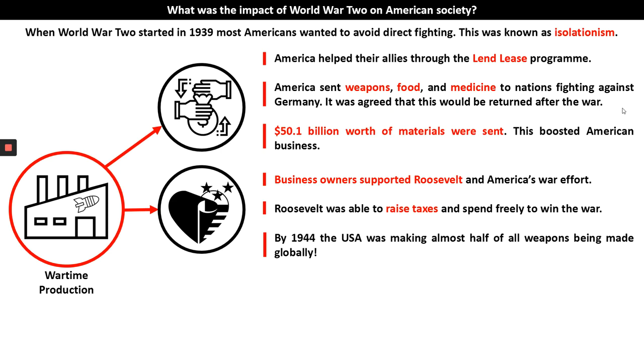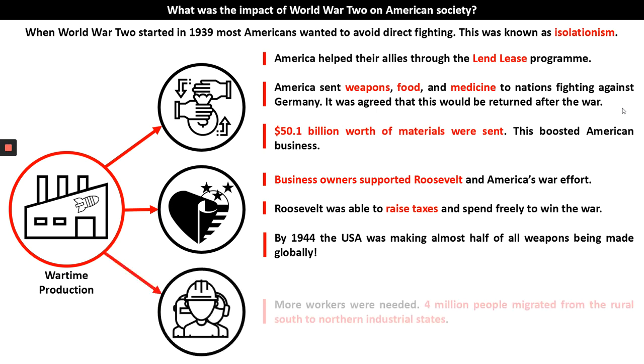By 1944, the USA was making almost half of all weapons being made globally. More workers were needed because of this. And so 4 million people migrated from the rural south to the industrial north, where they could find factories. And so this wartime production was escalating throughout the years of World War II.